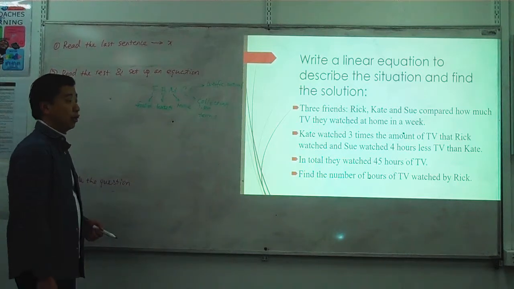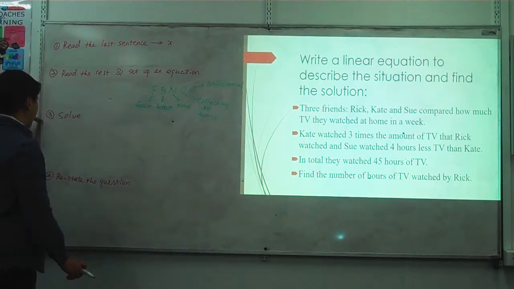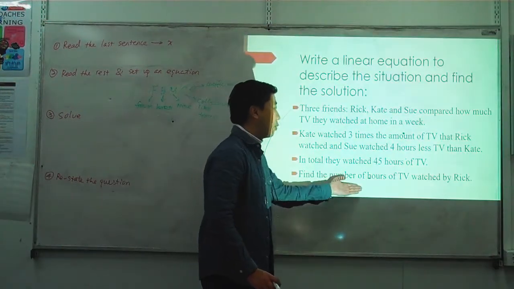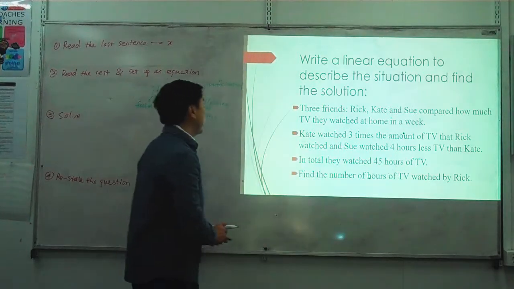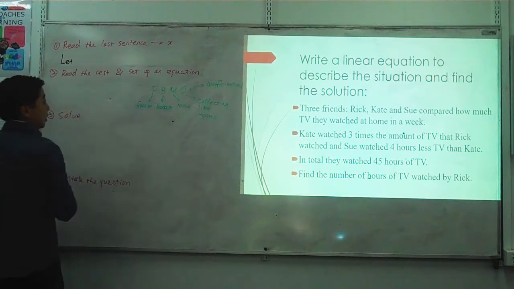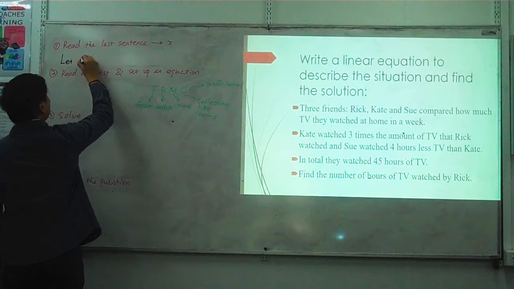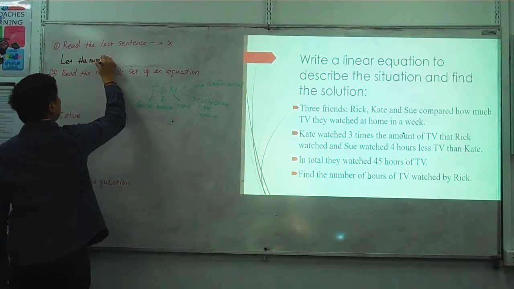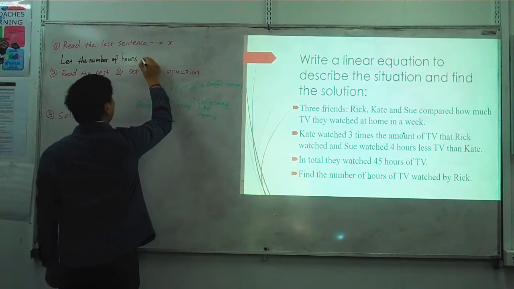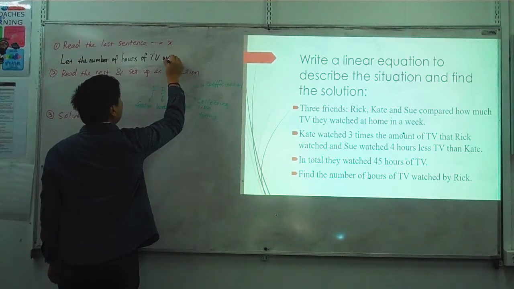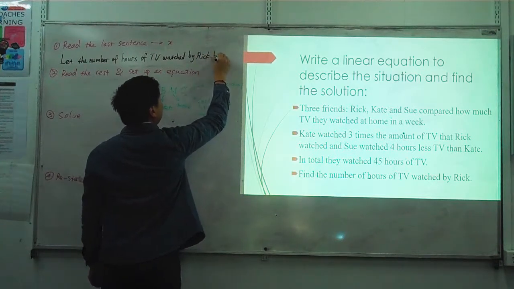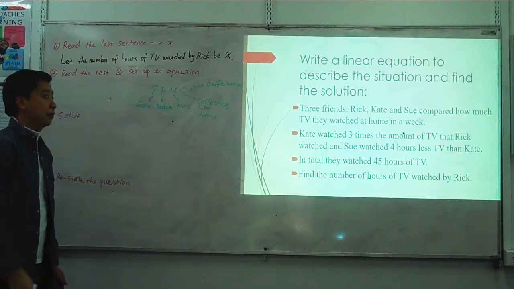Okay, now let's have a look at this question. Now we still follow what we have taught just now. The first step, read the last sentence. The last sentence is find the number of hours of TV watched by Rick. So we can easily set up the variable x. So let, we always write let. Okay? So let the number of hours of TV watched by Rick be x, which means x hours by Rick.